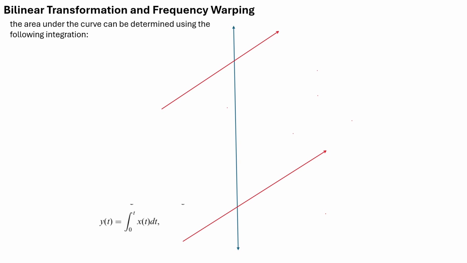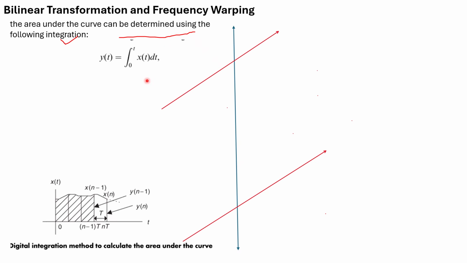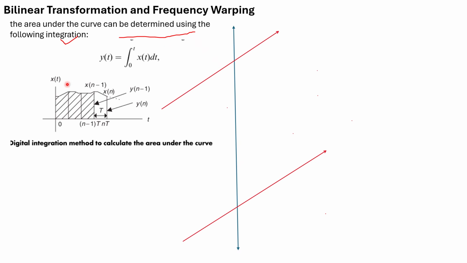Okay, so let's see the bilinear transformation and the frequency warping. Whenever we are changing from analog to digital, again the frequency needs to be warped. So the area under the curve can be determined using which type of equation? This is very general: integral from 0 to t of x(t) dt. Suppose your x(t) is this function over the time axis, and y(t) will be the area. So how will you get the area? Just integrate x(t) dt over 0 to t, and you will get the area, right?